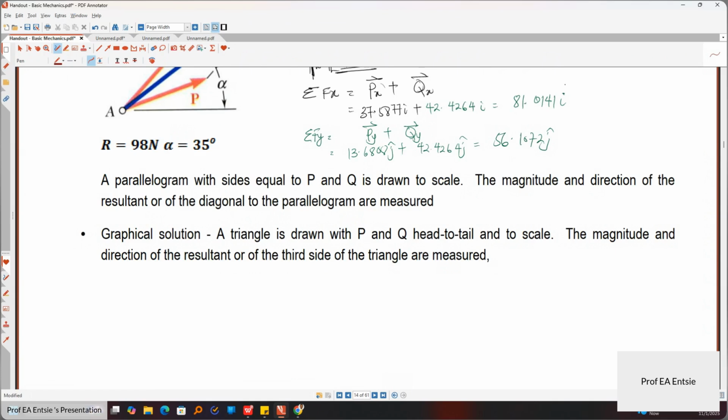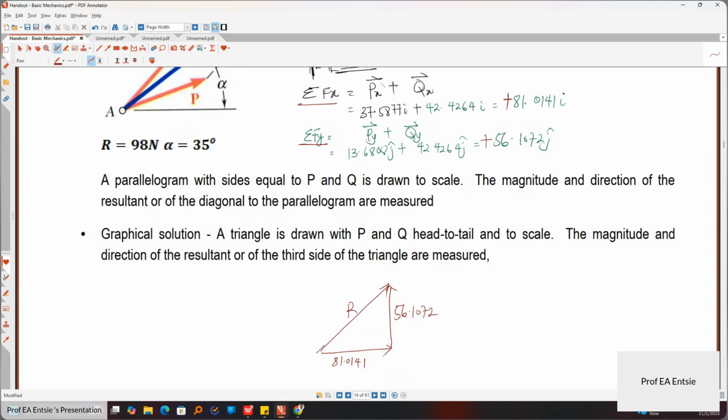So how do I represent this? It means I is positive because we have a positive value. The positive is going this way. And what is the value? 81.0141. So Cartesian, whenever you are done with the summation of x and summation of y, you draw your final triangle. Then for y, it's also positive, you can see, so it will go up. So here will be 56.1072. Then definitely this will be the resultant because this will close it.